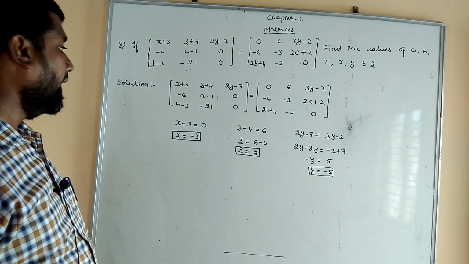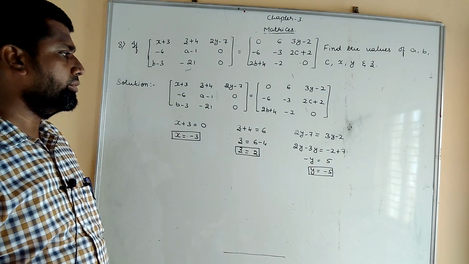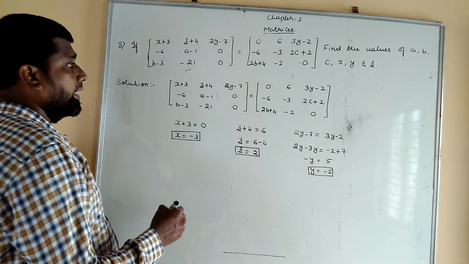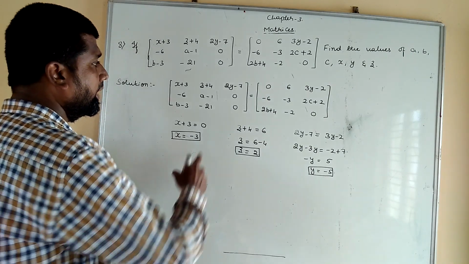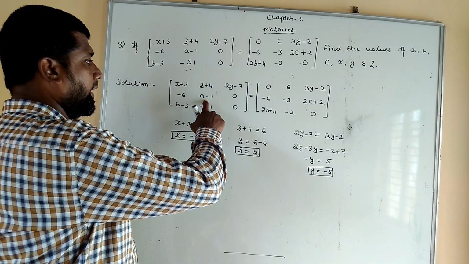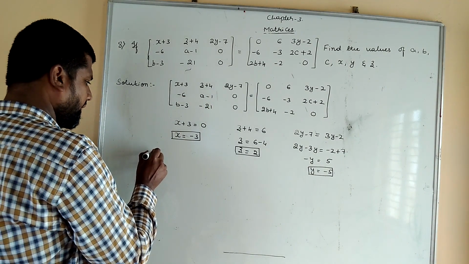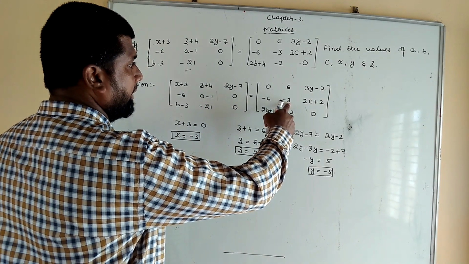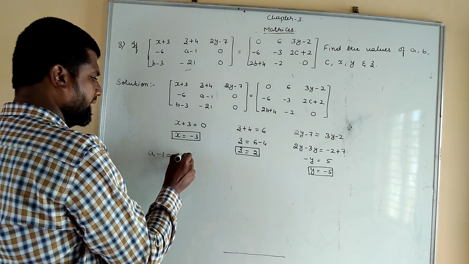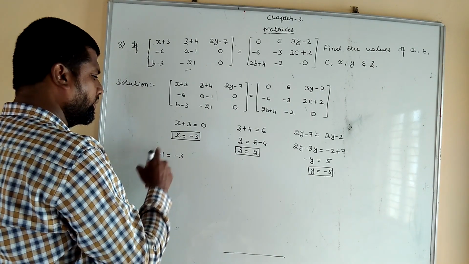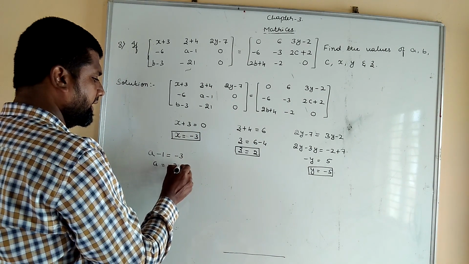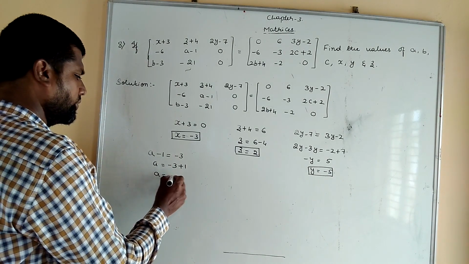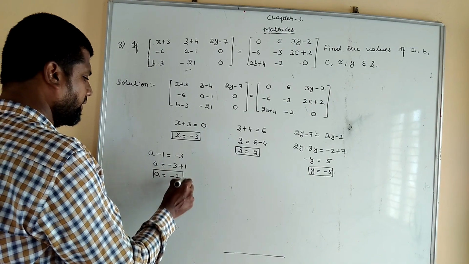So we have found the x value is minus 3, z value is 2, y value is minus 5. Let us find the a, b, c. Let us find the a value. A is in the place of A22. A22 is a minus 1, which corresponds in the next matrix to minus 3. So a is equal to, 1 is shifted to the right, minus 3 plus 1. Minus 1 becomes plus 1. Then a is equal to minus 2. We got the value of a.